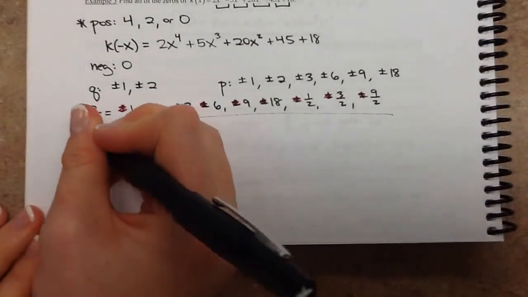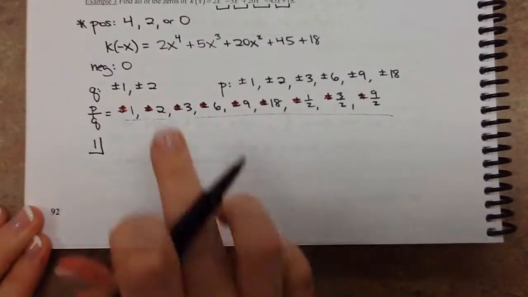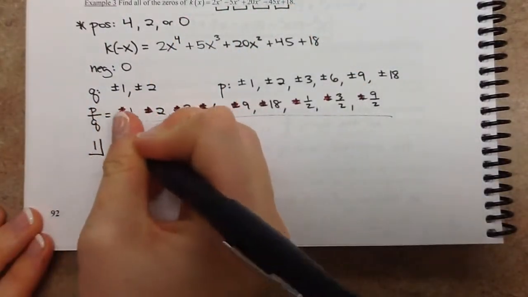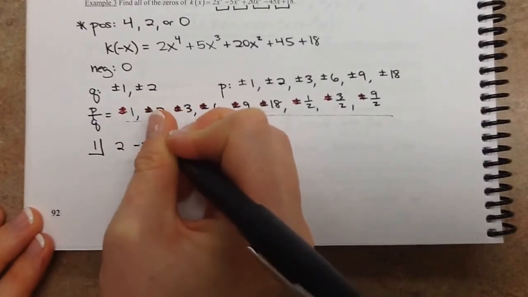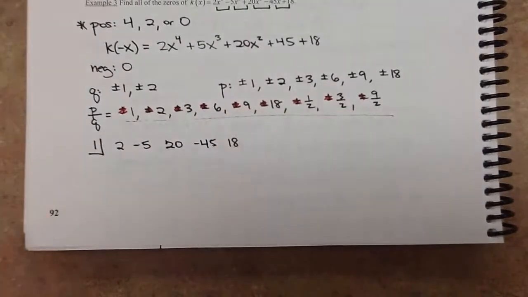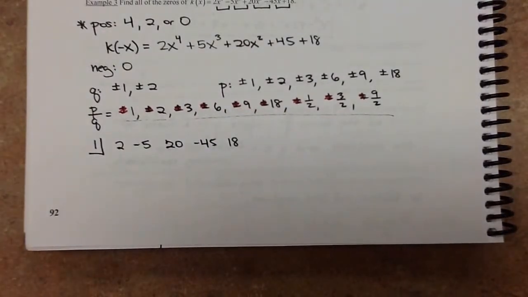I'm going to start with the 1. So remember, you put the 1 in the little box, and then we line up all the coefficients. So 2, negative 5, 20, negative 45, and 18. And we're just going to run through this process until we can find one of our zeros.